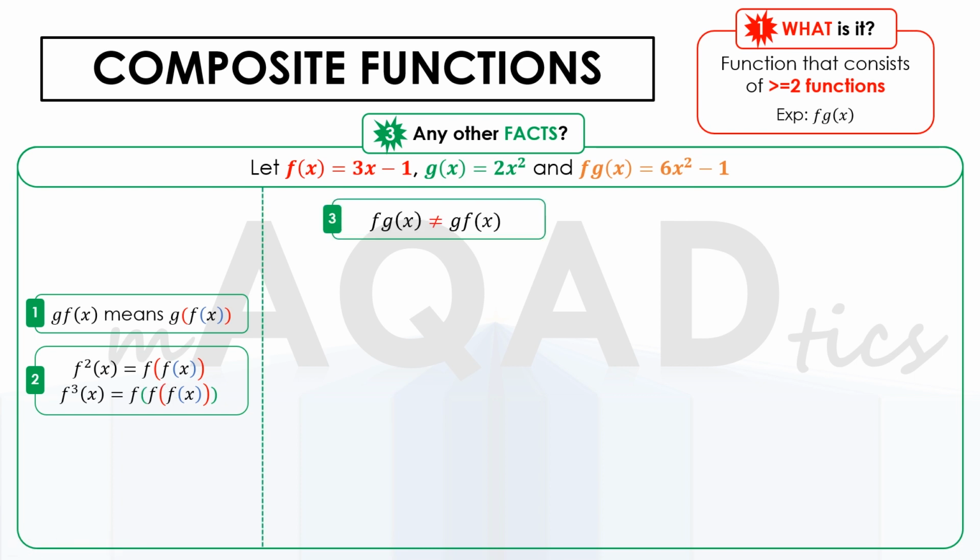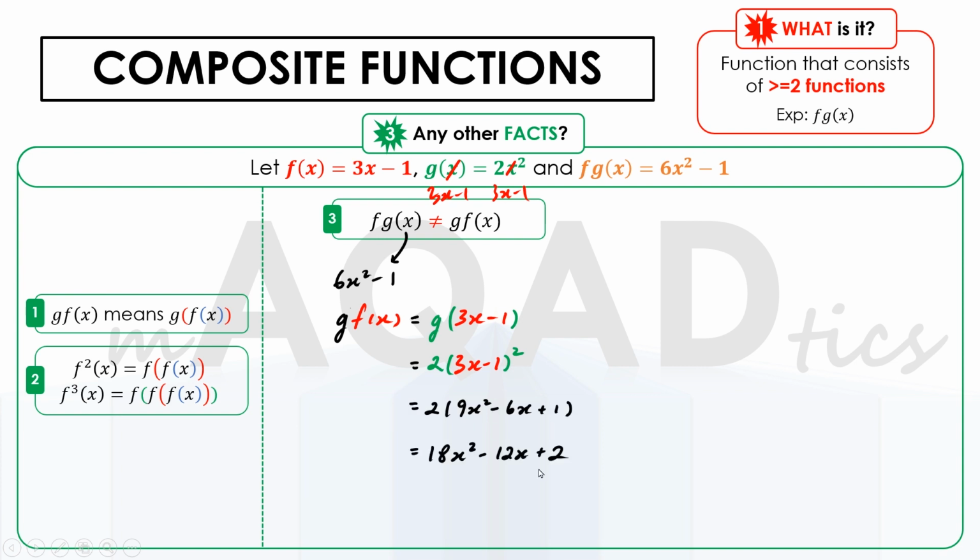The third fact is f(g(x)) does not mean g(f(x)). So now we have f(g(x)), so let us try to find the value of g(f(x)). This one f is closer to x, so let's substitute this inside here. Then we need to change all the x to become 3x minus 1 here, because I would like this and this to be similar, so I can write this as my next line. If I expand and simplify it, you'll see that this answer is not the same as f(g(x)). So please remember f(g) and g(f) are different.